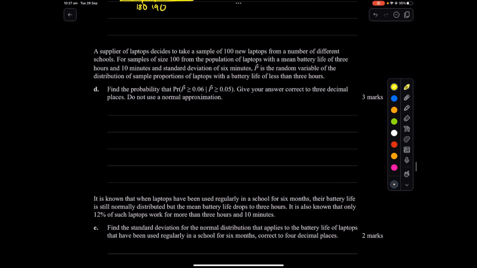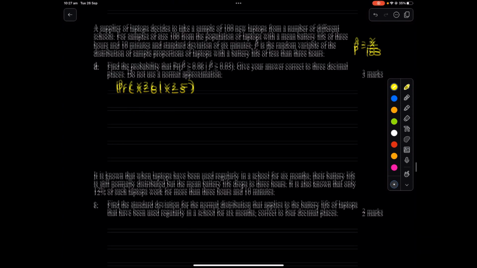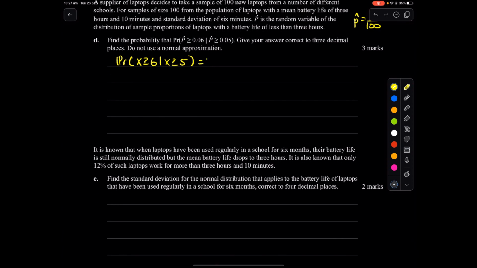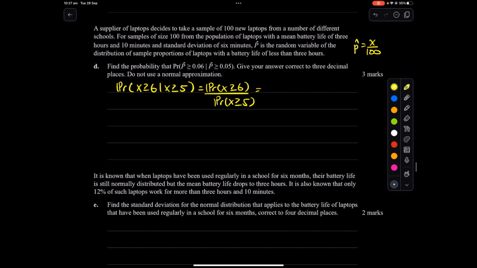I don't like it in this form, so I like to transfer it back in terms of X, and we know that p hat is equal to X over n, and our n value is 100. So what's 0.06 times 100? It's 6, so we can rewrite this as the probability that X is greater than or equal to 6, given X is greater than or equal to 5. This is equal to the probability that X is greater than or equal to 6 over the probability that X is greater than or equal to 5. They're telling us not to use the normal approximation, so we're going to use the binomial.